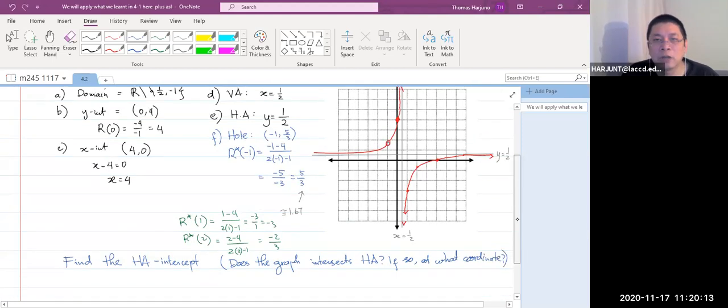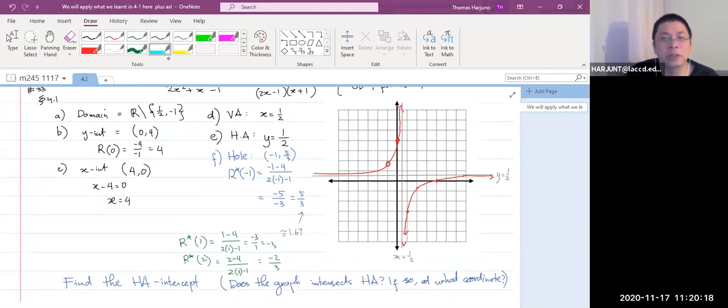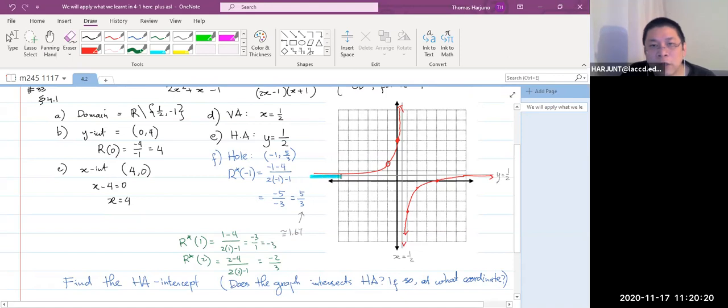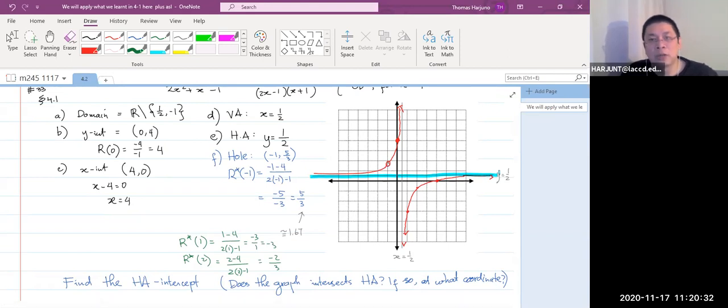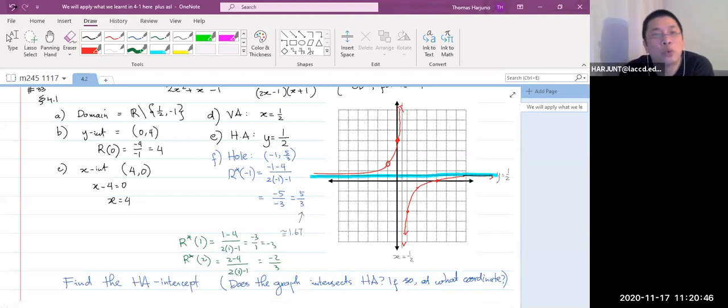Okay, basically, I try to show you how to do computationally that the graph here does not intersect the horizontal asymptote. You see, the way I graph it, my graph in red does not intersect the horizontal asymptote, right? But we know that a graph will not intersect a vertical asymptote, but may intersect a horizontal asymptote. The question is, how do we find out?